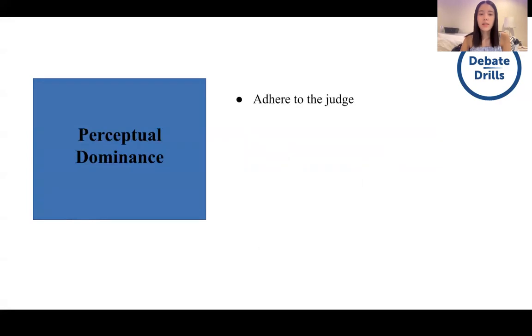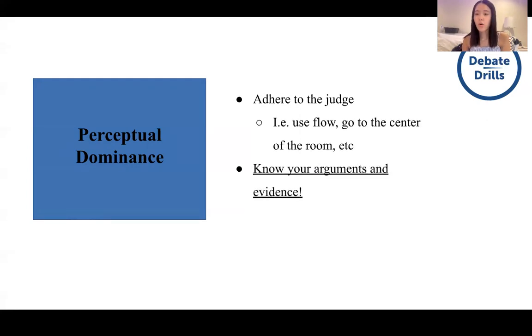Okay, next is establishing perceptual dominance. So you can do this through adhering to the judge and doing things such as using your flow, because this is really going to show that you're not just making things up off the top of your head. You're really looking at the contents of the round and basically basing your information off of that. You're also going to want to, if in person, go to the center of the room. Even if your opponent doesn't, this is going to show the judge that you are in control and you're confident and you are essentially leading that round.